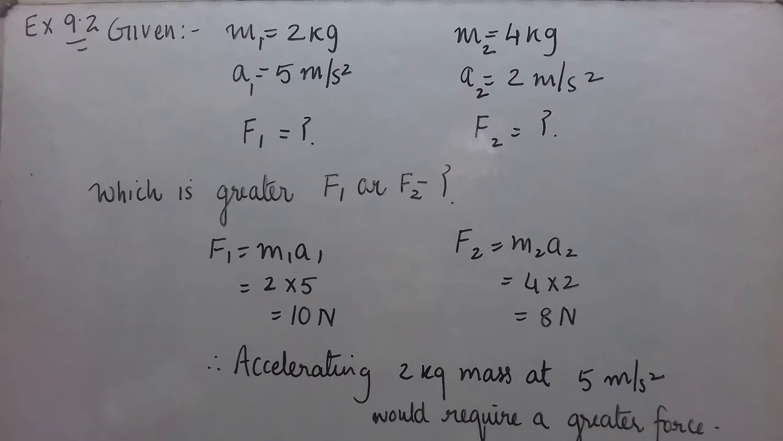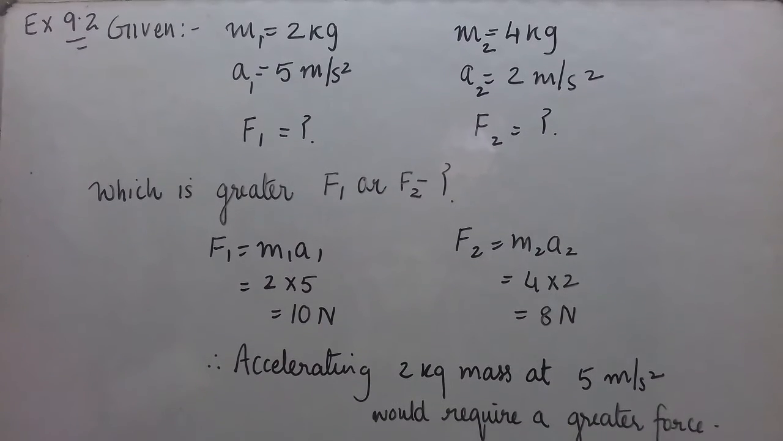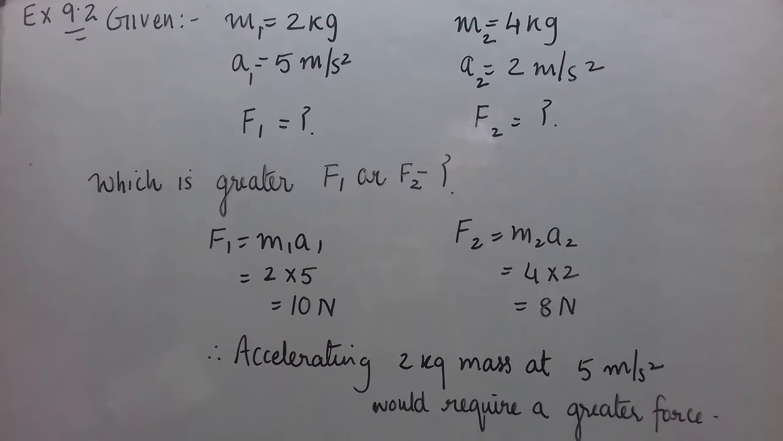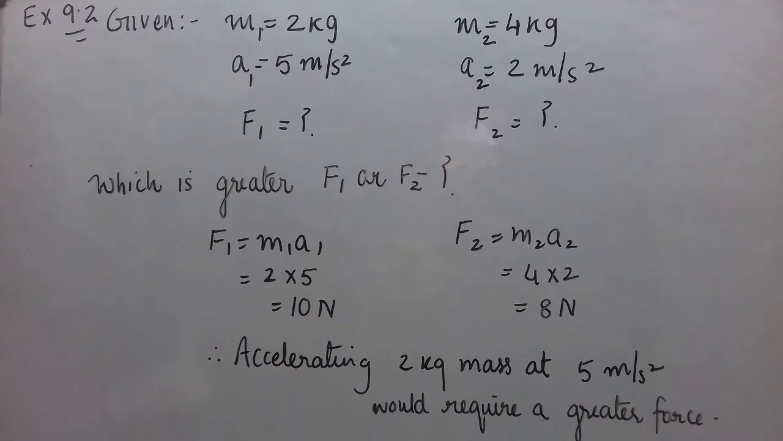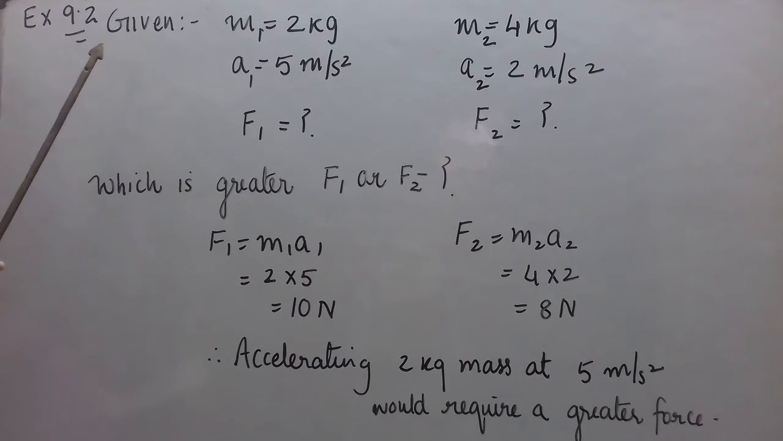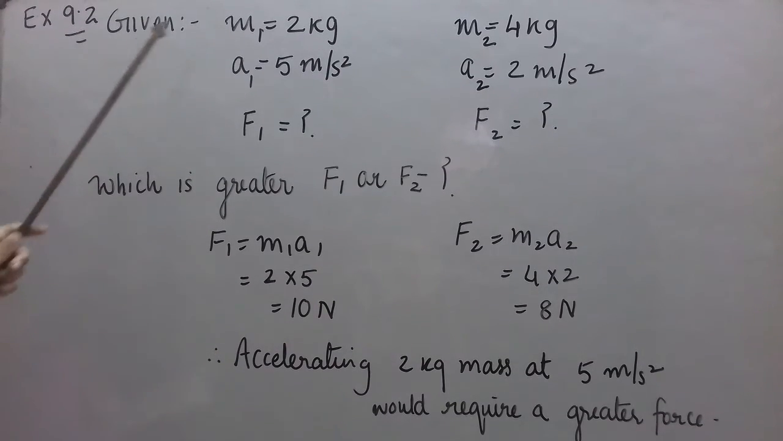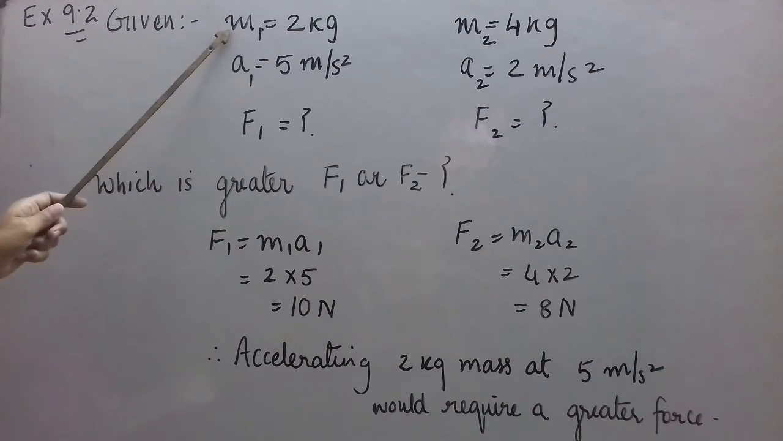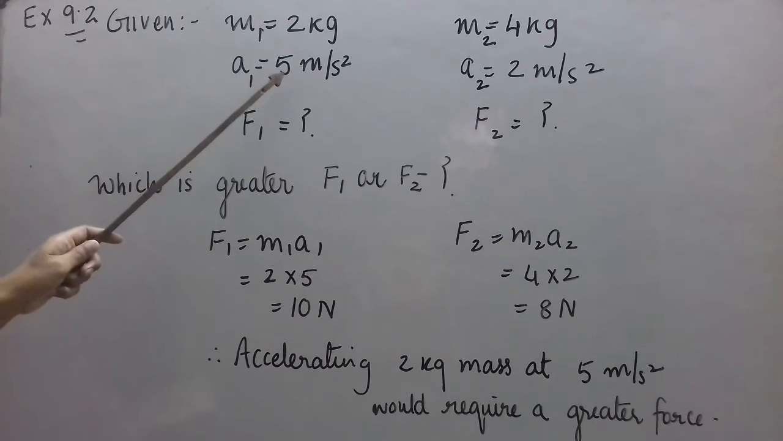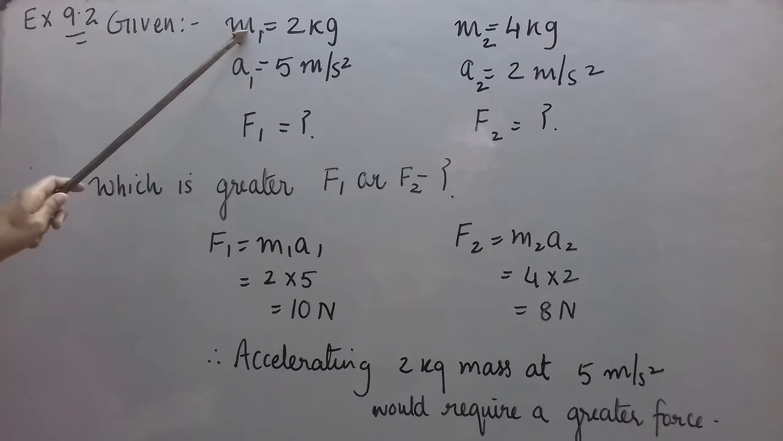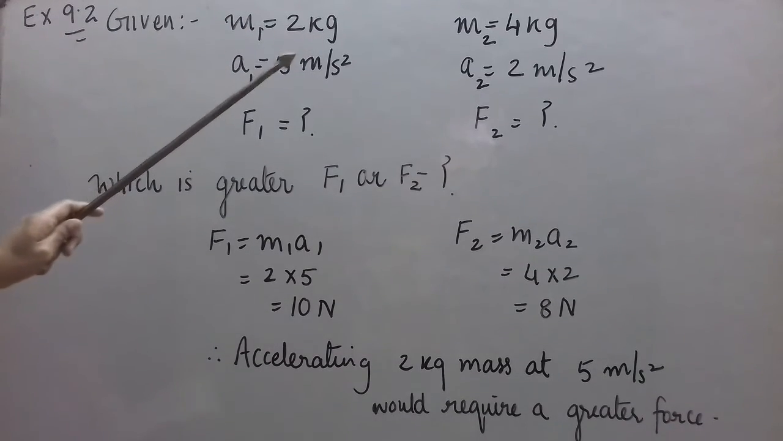Now example 9.2. Which would require a greater force: accelerating a 2 kg mass at 5 meter per second square or a 4 kg mass at 2 meter per second square? I'll repeat it. You should write example 9.2 given: which would require a greater force, accelerating a 2 kg mass, m1, at 5 meter per second square, which is acceleration, so I have used a1. Why have I used m1 and a1? Because I have one more set of values.